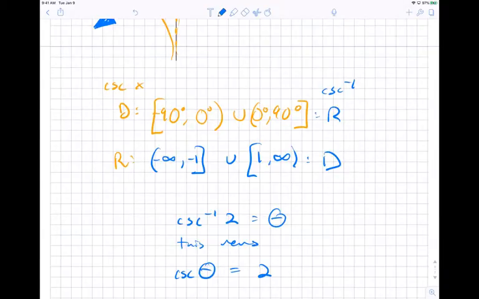I think we're given some angle, okay? So that angle has to be from where to where? If we do cosecant of some angle, it has to be from basically -90 to 90.